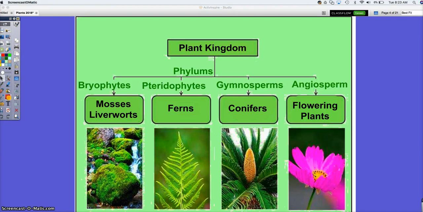So we're going to talk about phylums within the plant kingdom. Even though we kind of talked about types of fungi and we talked about types of protists, we're actually learning the actual phylums within the plant kingdom, okay? So these are the phylums right here. We're going to go over each one. They're in order of what we consider the evolutionary process of plants. And let's learn about them, okay?